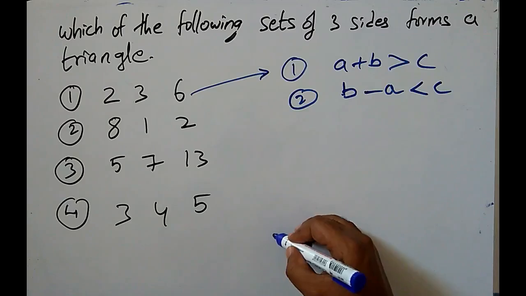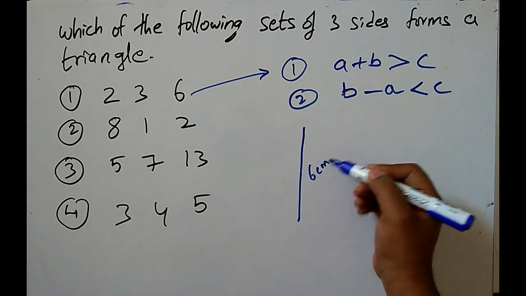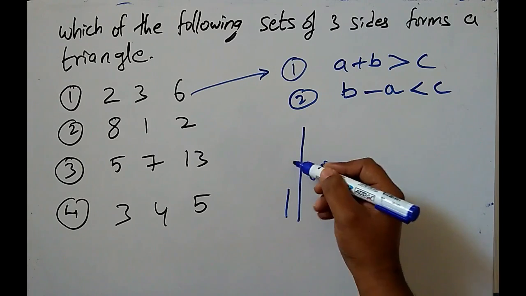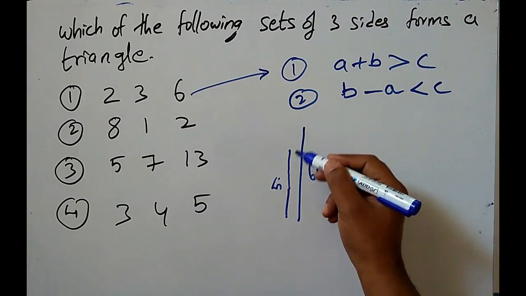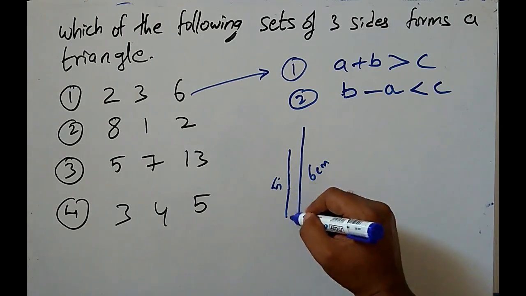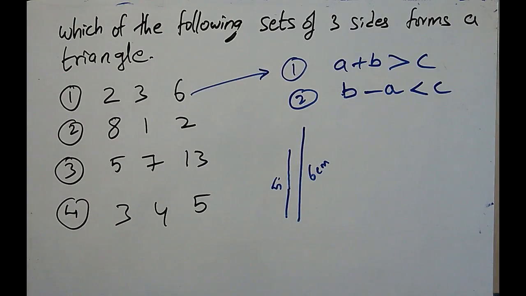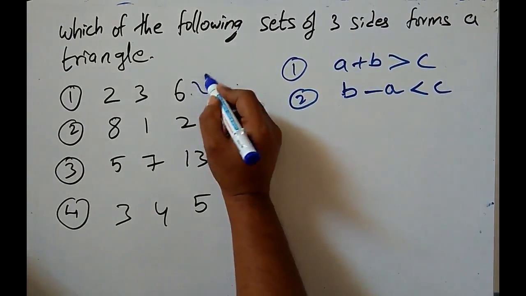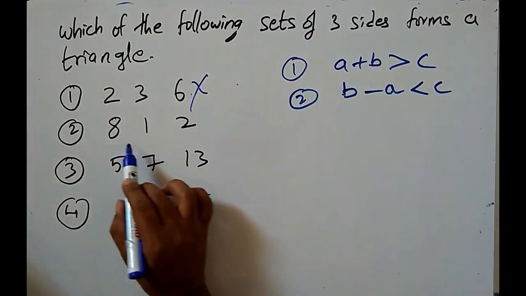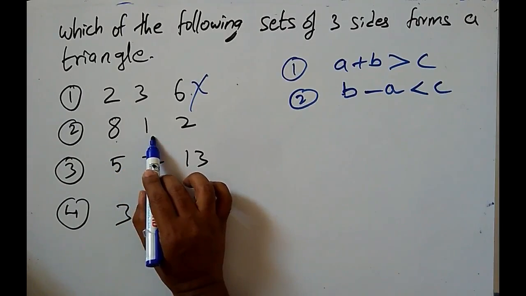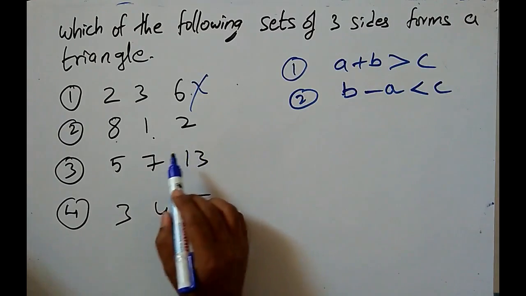Suppose, friends, I can explain this. This is 6 centimeters, and 2 and 3 form 5 centimeters, which is obviously less than the third one. How can this form a triangle? No way, friends. So the first option is wrong. Let us see the second option. 8 plus 1 is greater than 2. Okay, this one is okay.